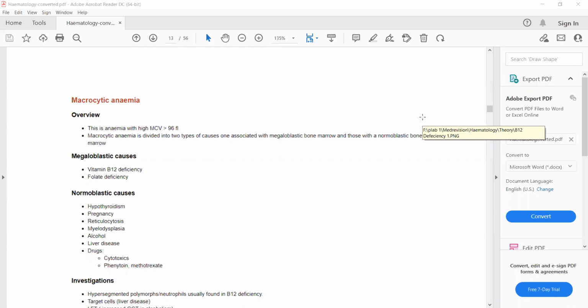So macrocytic anemia is anemia with high MCV. An MCV of more than 96 femtoliter is macrocytic anemia, and an MCV of less than 76 is microcytic anemia. Macrocytic anemia can be further subdivided into megaloblastic causes and normoblastic causes.